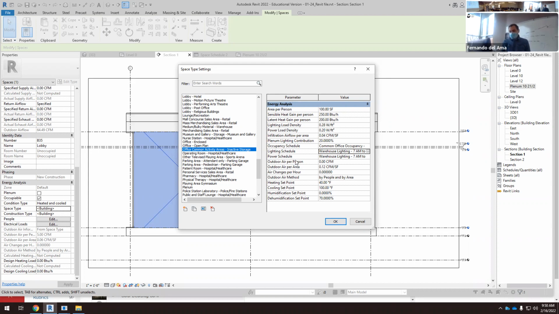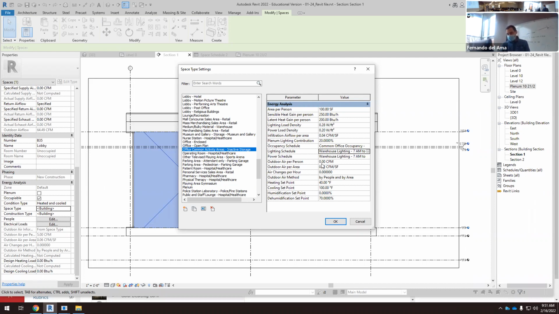I would change that. Is there a magic number for the CFM per person that we have to use? What is this magic number? 20. Okay, so when in doubt, 20. It depends on the use. If we have a gym, probably it's more than 20. If we have a library where everybody's quiet and nobody's talking, it can be less than 20.